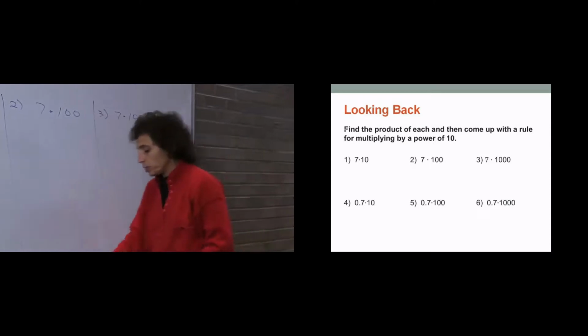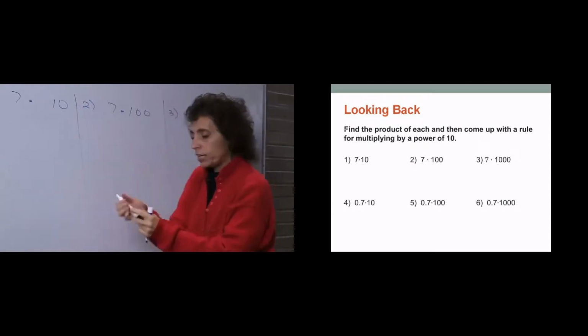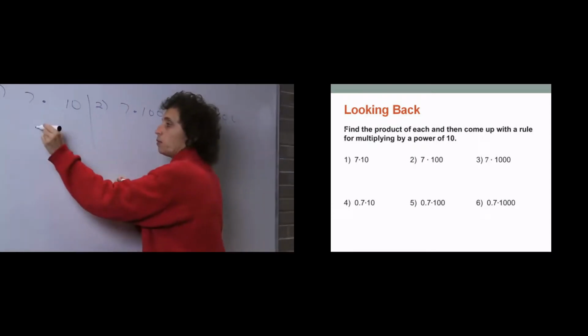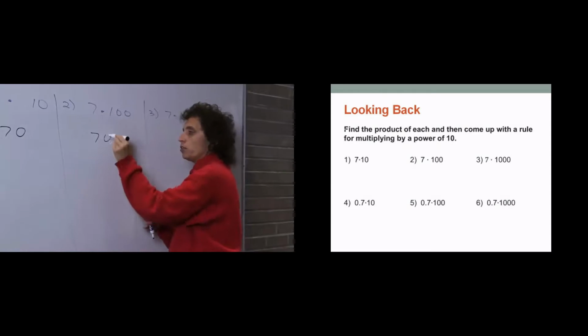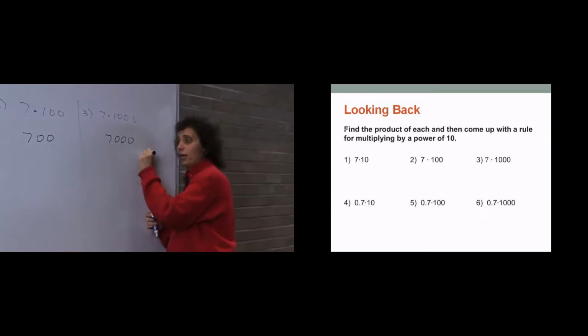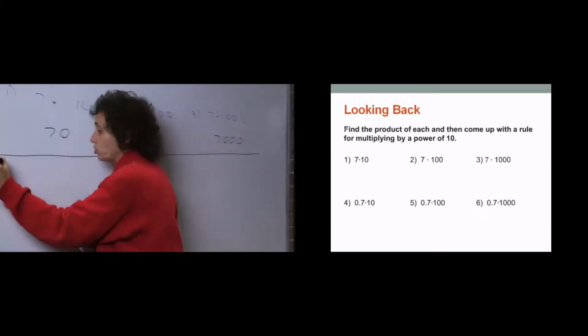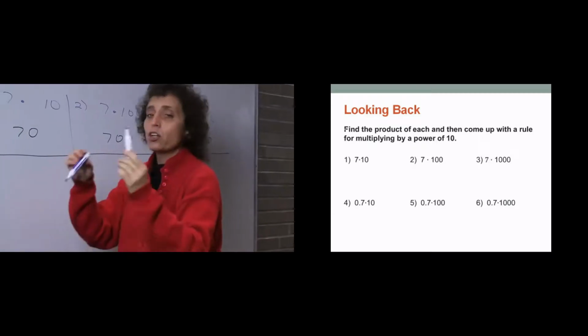Remember what we did when we did this in Mod 1? 7 times 10, all we had to do was 7 times 1 and add the same zeros. 7 times 1 is 7, 1 zero. 7 times 1 is 7, 2 zeros. 7 times 1 is 7, 3 zeros. That's what we did, and that was fun, and that was easy, and that's all we said. I so much wanted to say something else, but I couldn't because we didn't learn decimals yet.